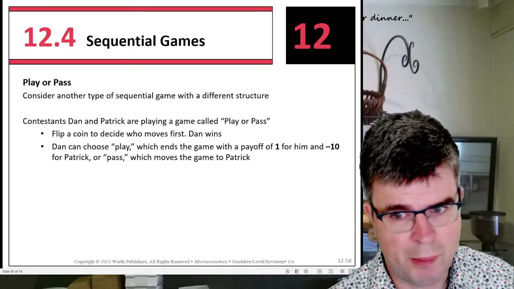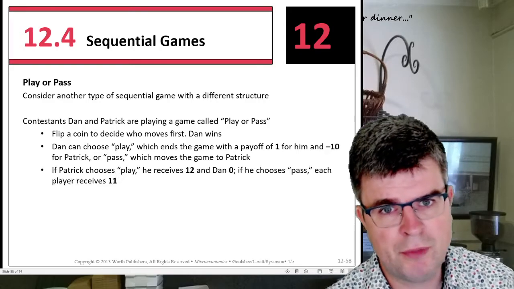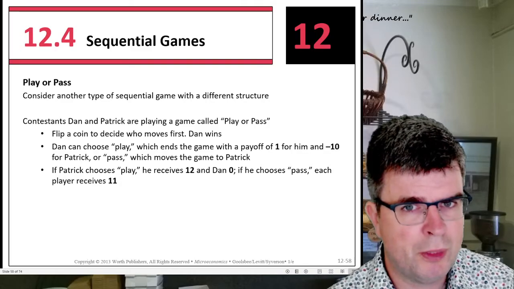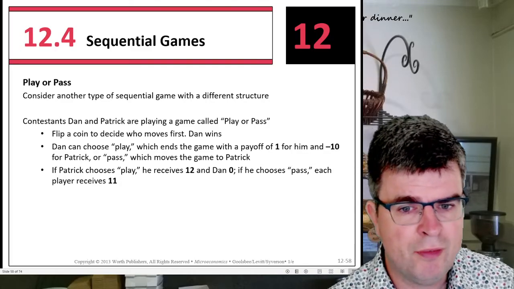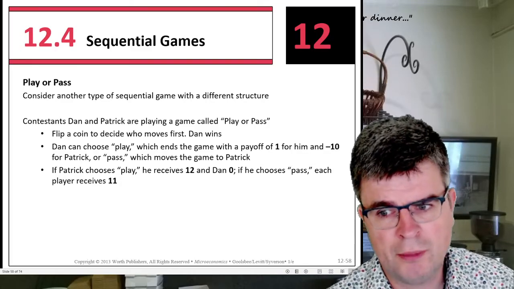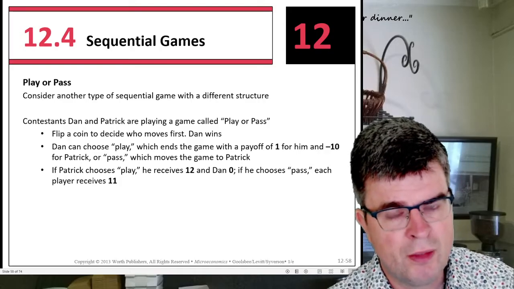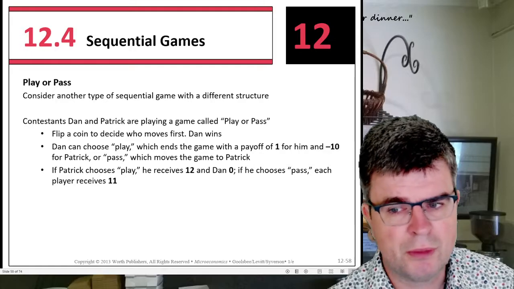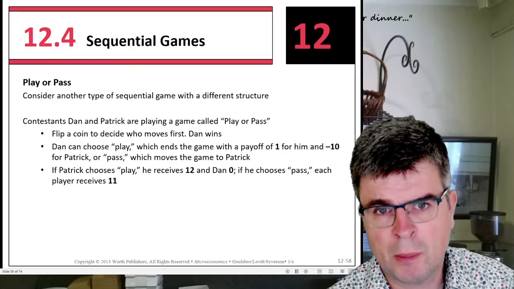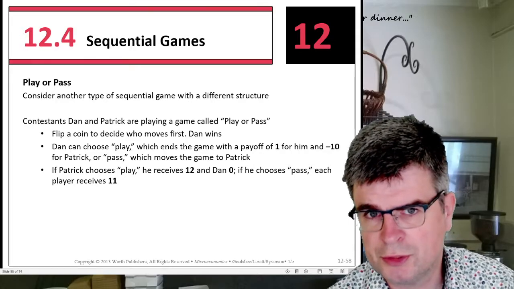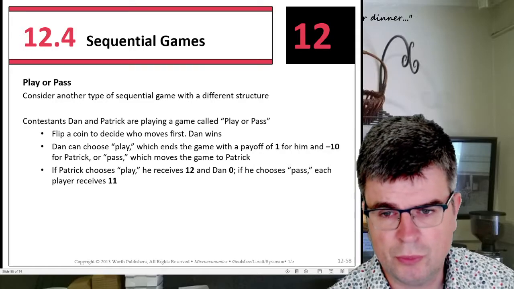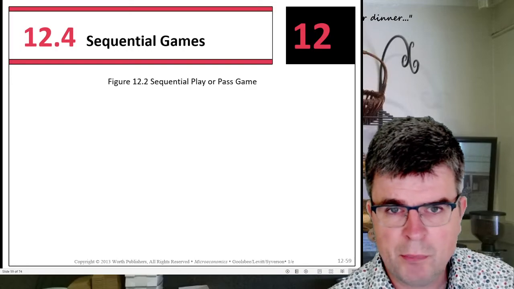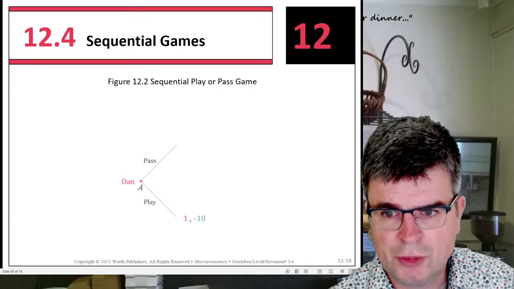If he decides to pass, then the game moves to Patrick. If Patrick then chooses to play, Patrick will receive 12, Dan will receive 0. If he chooses to pass, then each player will receive 11. Again, this is a sequential game because Dan moves first and Patrick observes Dan's choice when it's his decision to choose. So we can model it in extensive form using a tree.